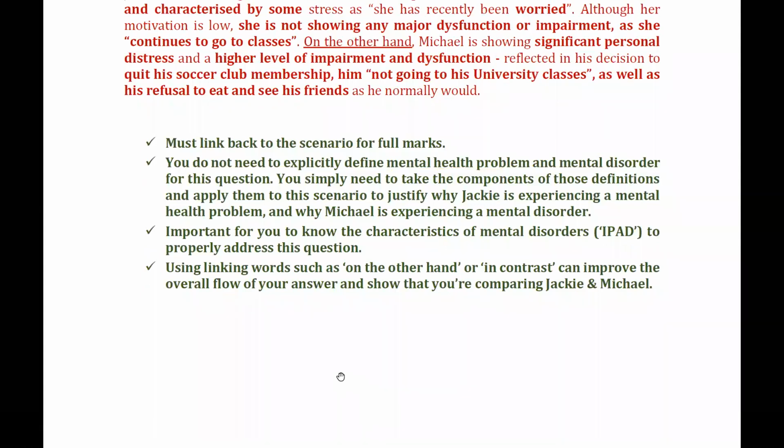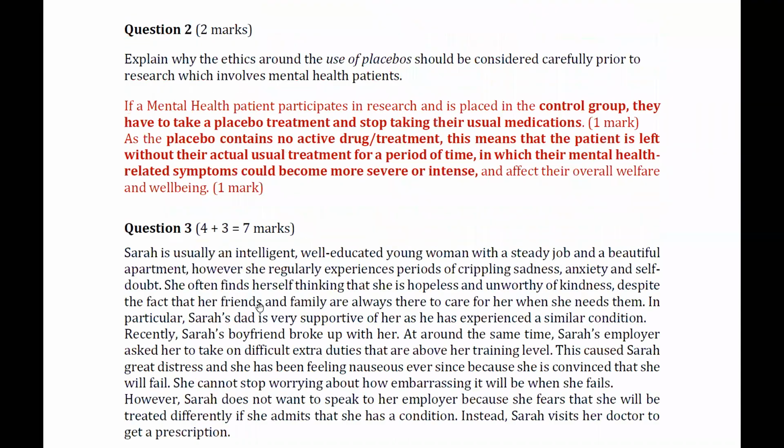All right, so moving on to the next question. What does PA stand for? In iPad, the P stands for personal distress and the A stands for atypical thoughts, feelings, and behaviors. Atypical means not typical. So for example, for Michael here, an atypical behavior might be not seeing his friends. That's not typical for him as a person. If Michael is someone that loves soccer, quitting his soccer club membership would not be typical. It wouldn't be a behavior that would be typical of him. So that's essentially what we're talking about.